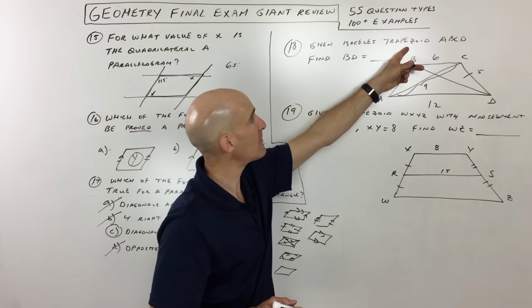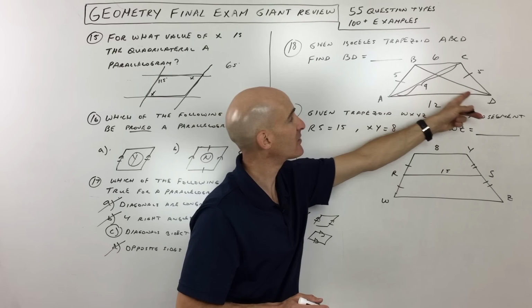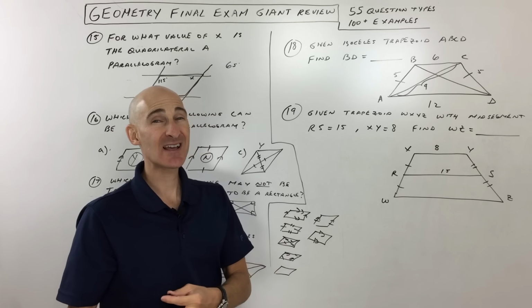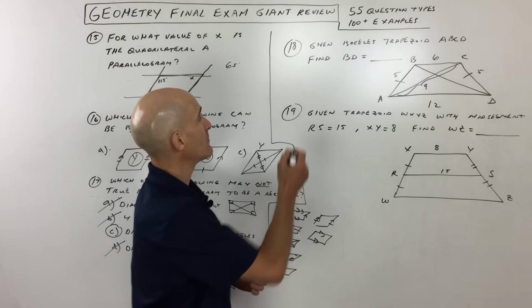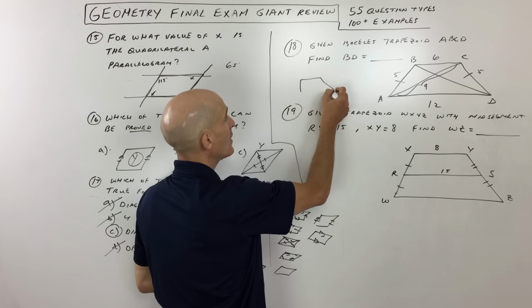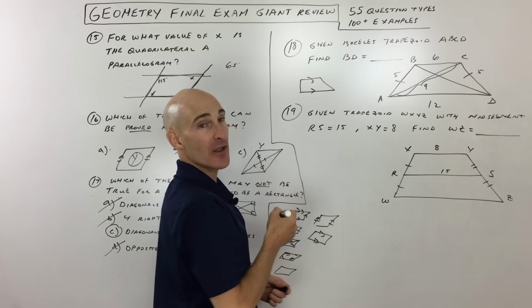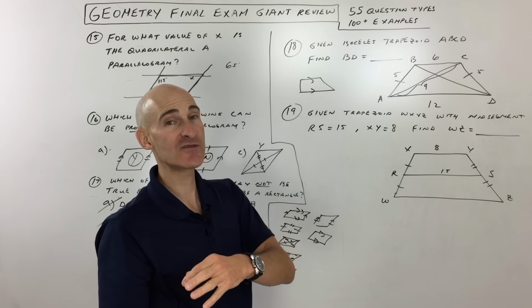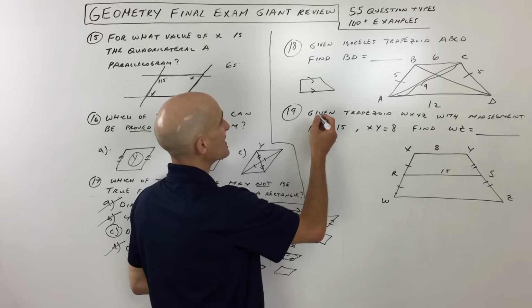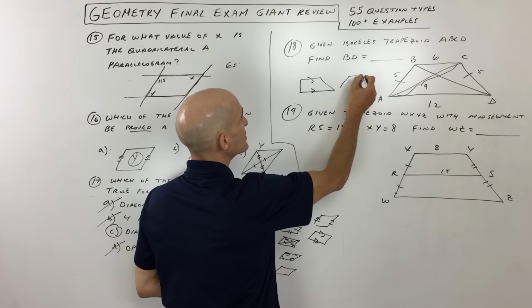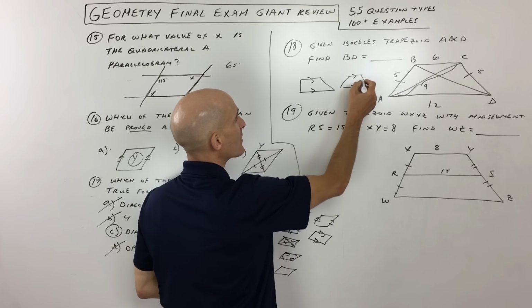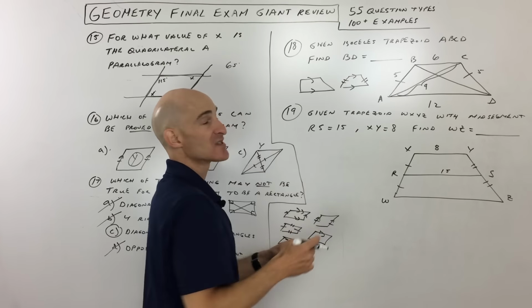Given isosceles trapezoid ABCD, find the length of BD. Okay, now what's an isosceles trapezoid? Well, a trapezoid, just to refresh, means that one pair of opposite sides are parallel, whereas in a parallelogram both pairs of opposite sides are parallel. But what makes it isosceles is, in addition to having one pair of opposite sides parallel, the two legs, or the two sides, are congruent.